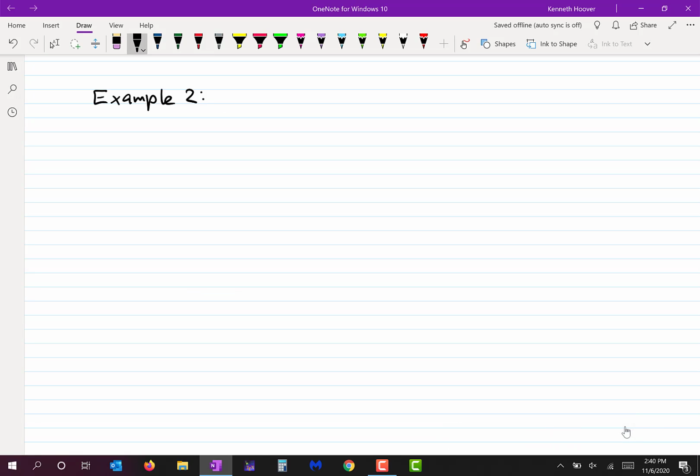Okay, this one says water streams out of a faucet at a rate of 2 cubic inches per second onto a flat surface at a constant rate, forming a circular puddle 1/8 of an inch deep. At what rate is the area of the puddle growing? And at what rate is the radius of the puddle growing? Okay, so I'm going to write these down.